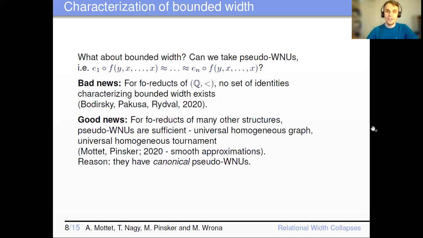On the other hand, there is good news as well, otherwise I wouldn't speak about it. And this good news is that for many other structures this is actually enough. An example is the universal homogeneous graph and its reducts, or the universal homogeneous tournament and its reducts. And this is actually due to Mottet and Pinsker, who were able to prove this using their celebrated theory of smooth approximations. And the reason why this holds for these structures is that they have not only pseudo-weak NU polymorphisms, but even canonical ones.